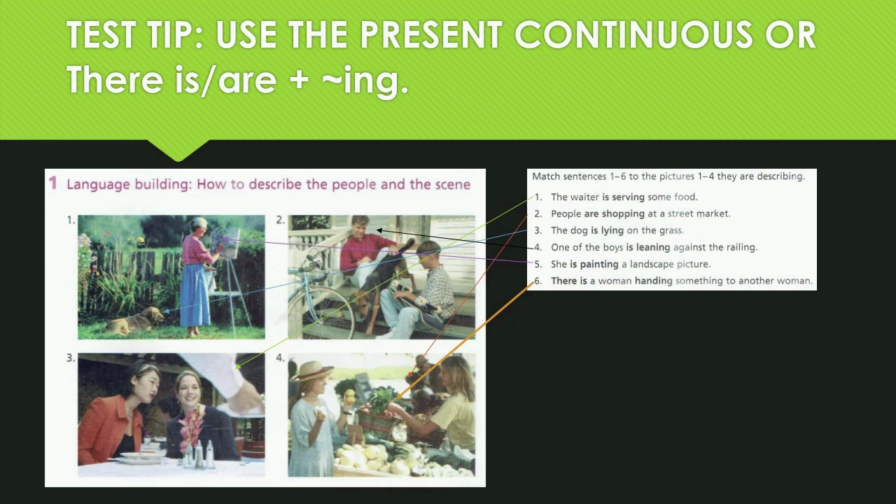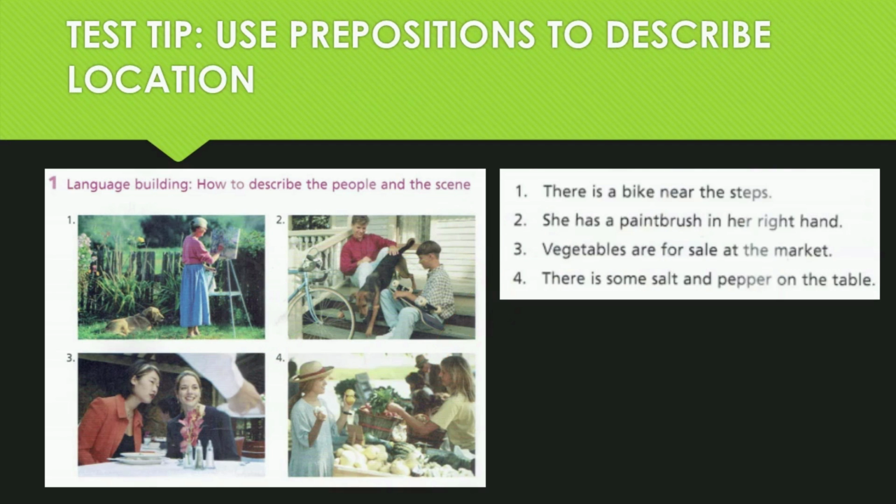So as you can see, in these sentences, the tense that was used is the present continuous. And there's also this use of there is plus the -ing form of the verb. So you have the waiter is serving, are shopping, is lying, is leaning, is painting, is handing. These sentences are in the present continuous tense.